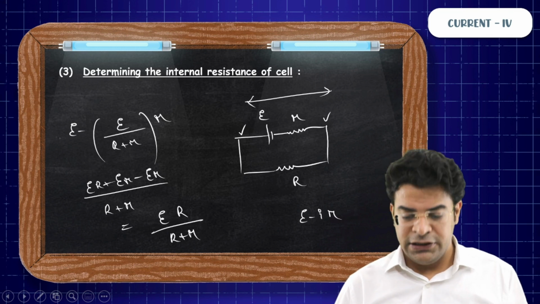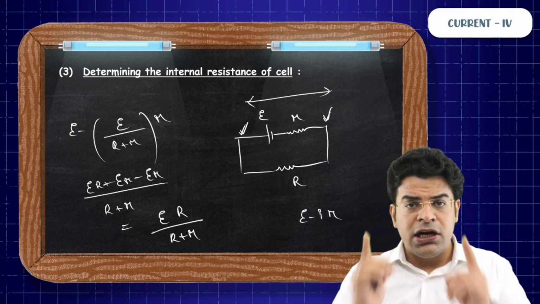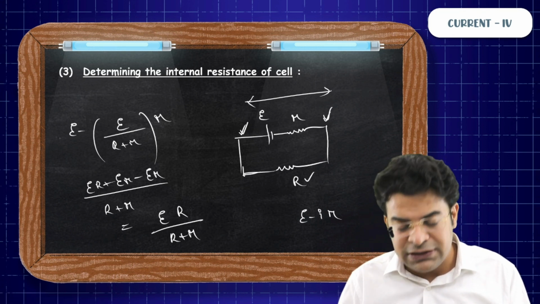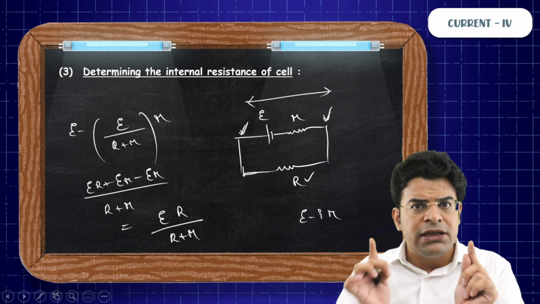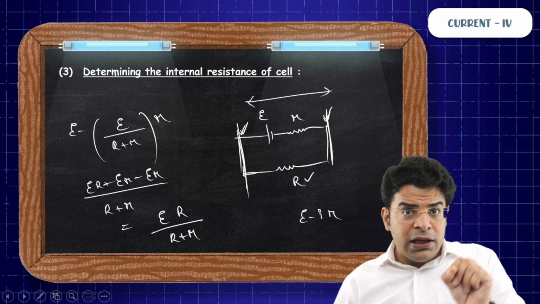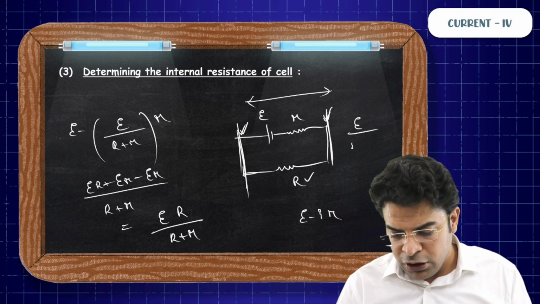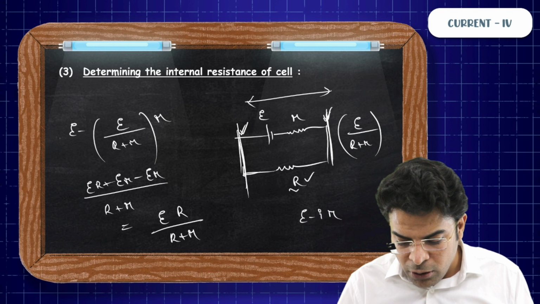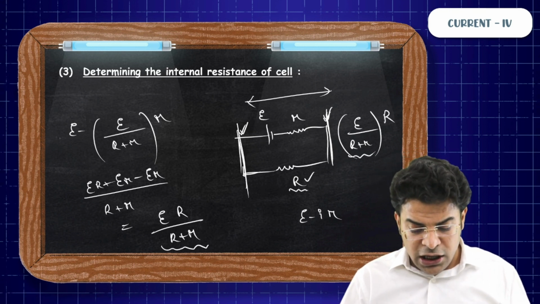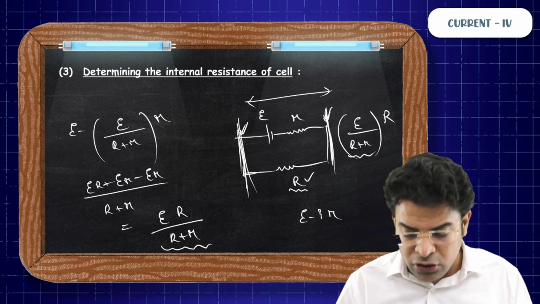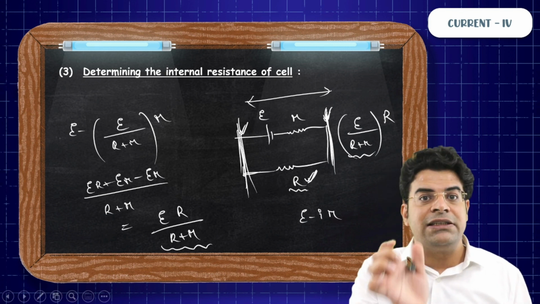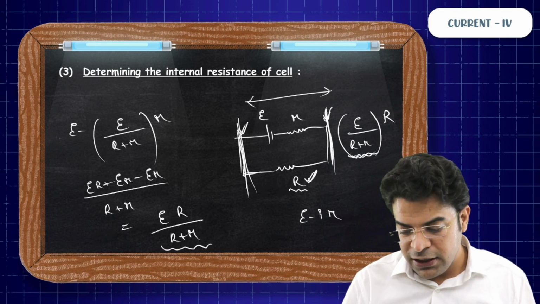What I tell kids is, can I say that the potential drop across this cell has to be the same as the potential drop across the resistance R, capital R? Yes. Why? Because they are in parallel. And I know that the current going in this circuit is going to be E upon (R plus r). So the potential drop across this resistance R has to be nothing but the current in the circuit multiplied by R, so ER upon (R plus r). So the potential drop across this discharging cell has to be the same as the potential drop across this resistance R, which is nothing but current into resistance.